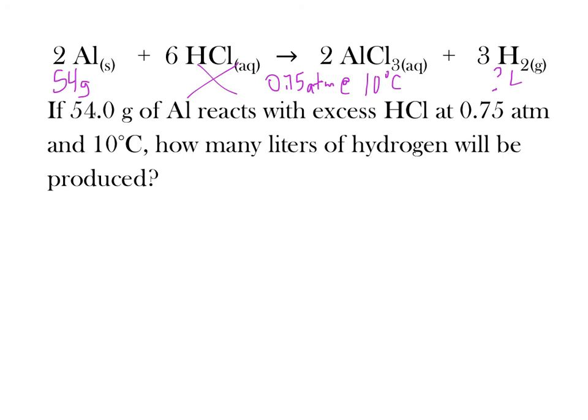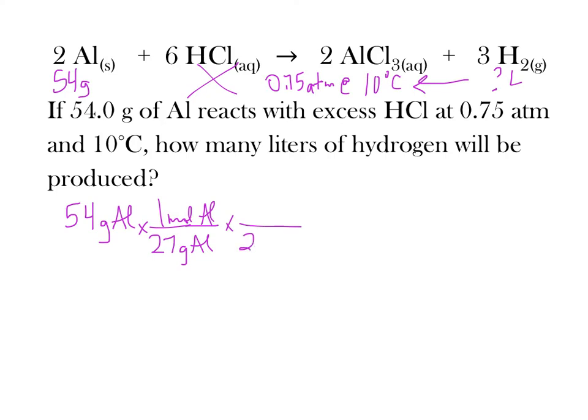So I want to know the liters at this temperature and this pressure, which is not standard temperature and pressure. So what I'm going to do is set up a typical stoichiometry problem and pretend like my stoichiometry is just normal, everything is fine, all is standard. 27 grams of aluminum is the mass of 1 mole of aluminum. 2 moles of aluminum will produce 3 moles of hydrogen, and 1 mole of hydrogen at standard temperature and pressure has a volume of 22.4 liters.